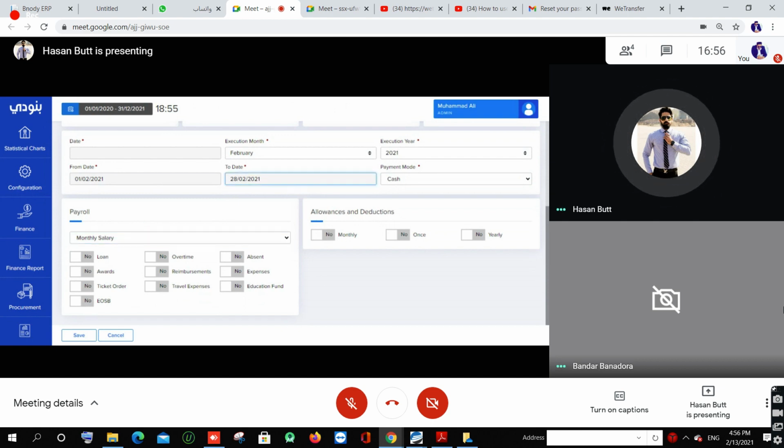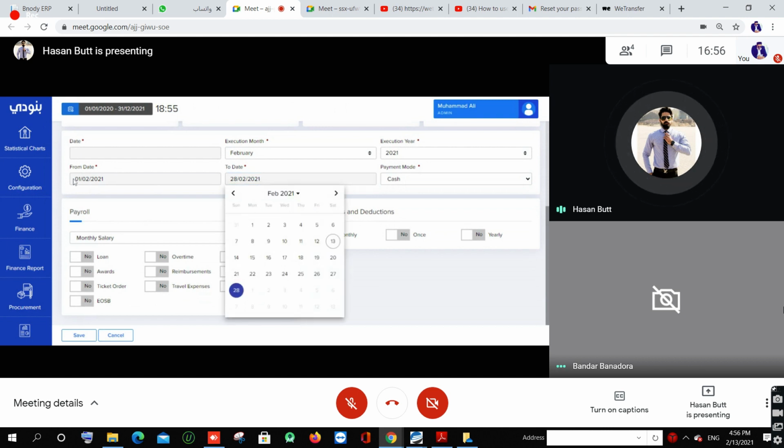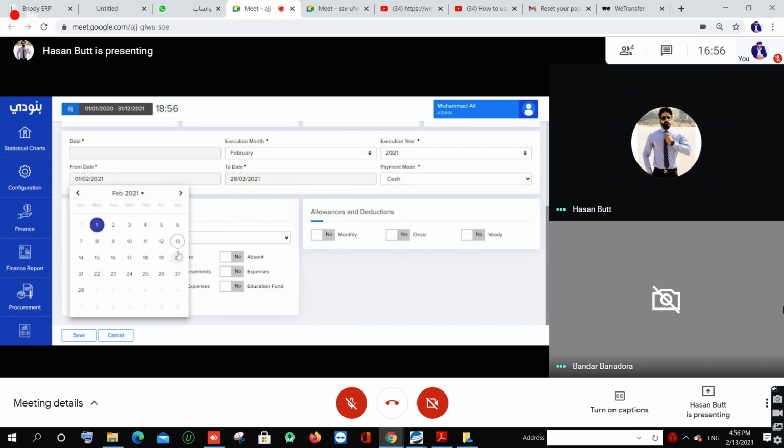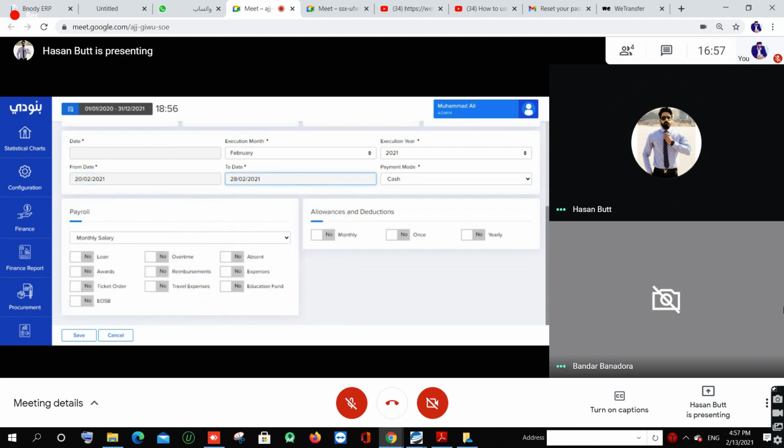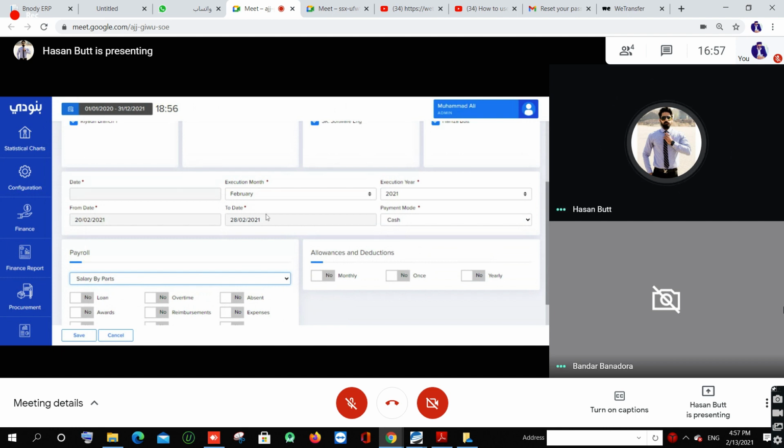So it will be like monthly salary. And if they joined on the 1st of February, or they joined on the 20th of February, and now the month is going to end, this is the salary by parts, because they joined on the 20th of February, and also they cannot work 8 days for free. So company will give them the salary of 8 days. So it will be like salary by parts.